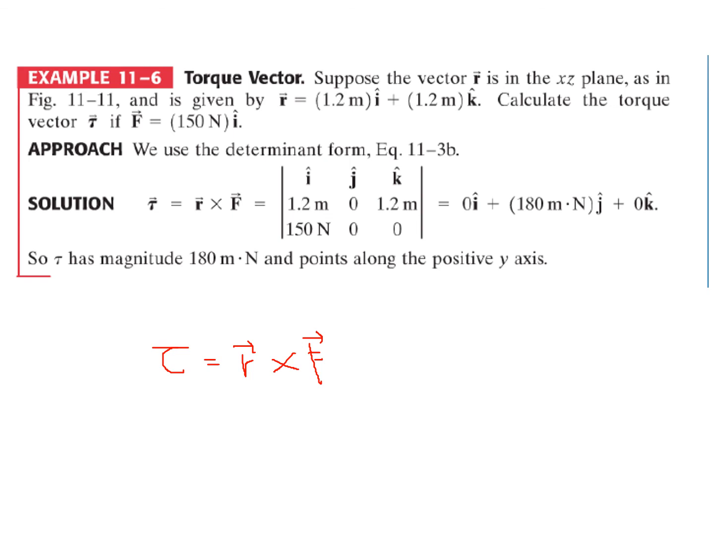For the missing components here you should put 0, and therefore you will get 180 meter Newton j. This one is 0, this one is 0. So the answer is only 180 meter Newtons pointing in the j direction. Where is j? Along the positive y-axis. So this is the kind of final answer that states magnitude and also direction.